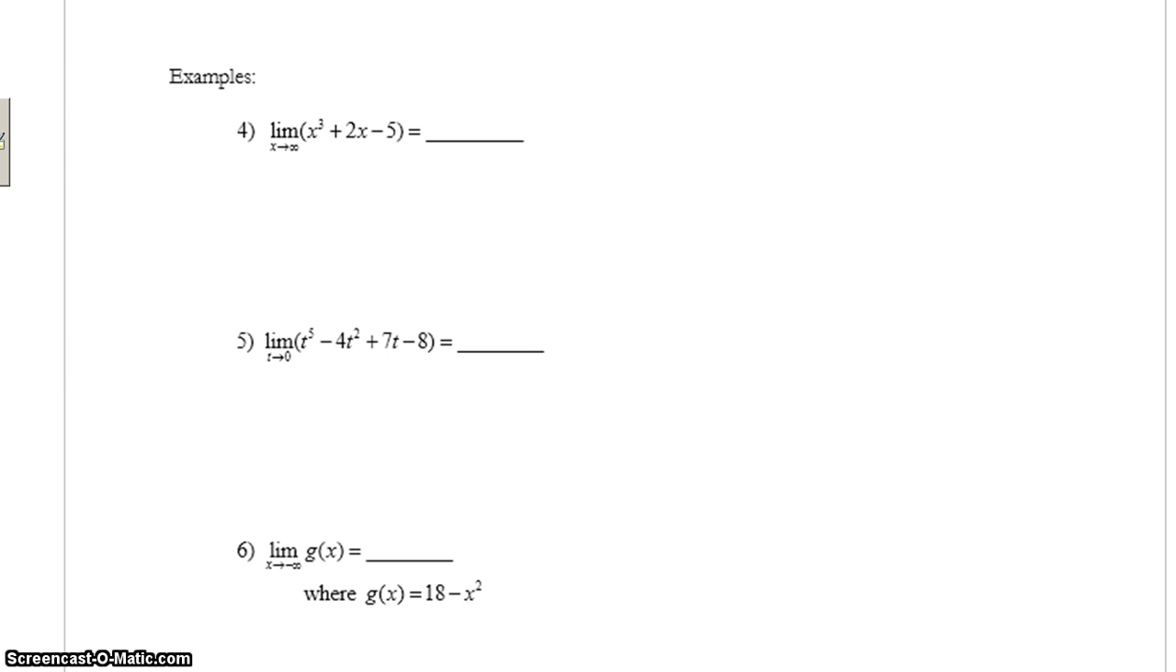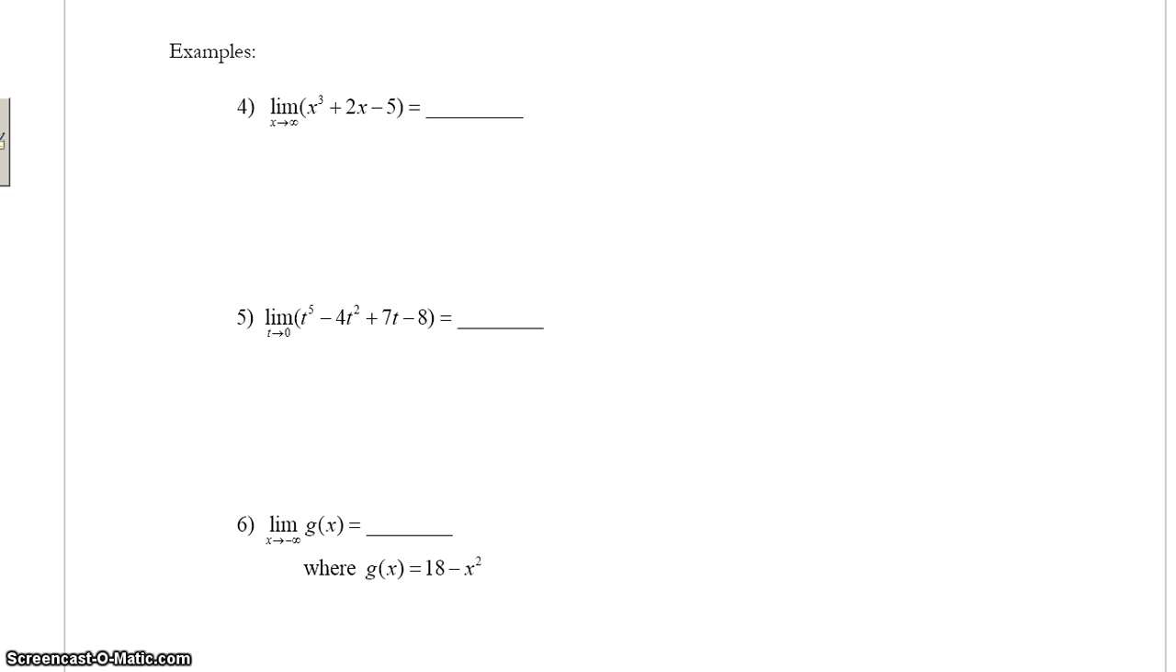Now let's look at a new set of examples. So we have the limit as x approaches infinity of x cubed plus 2x minus 5. How do we know what this graph looks like? Well, first of all, we can see by this cube that it's the third degree, which means it is odd. So our function should look something like this. It's also positive, so it's odd and positive. So it's going to look something like this.